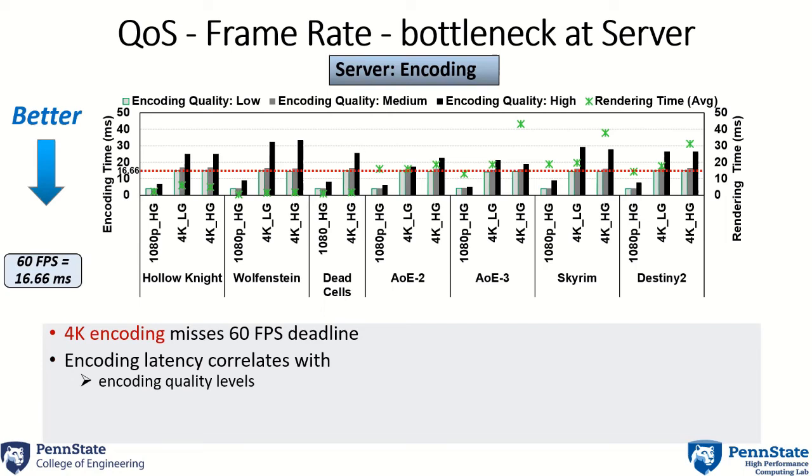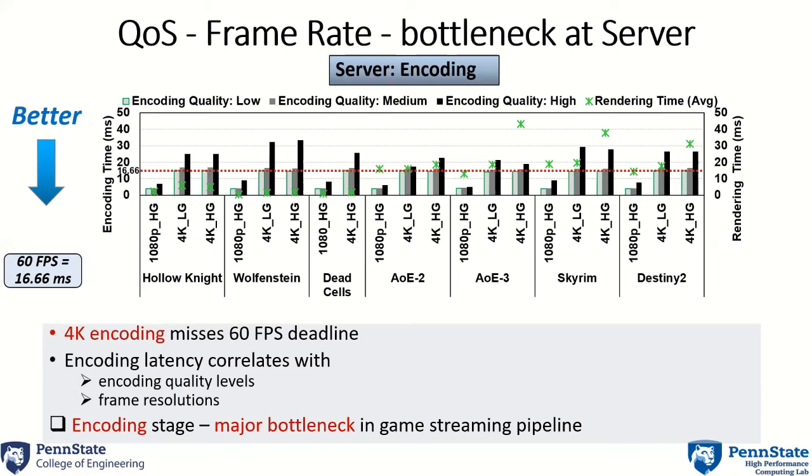First is the encoding quality level. We observe that across the games and frame resolution, demanding a higher encoding quality leads to a higher encoding latency. Second is frame resolution. For any game, as the frame resolution is increased from 1080p to 4K, there is an increase in the encoding time cluster. Hence, the encoding stage is the major bottleneck in the game streaming pipeline.